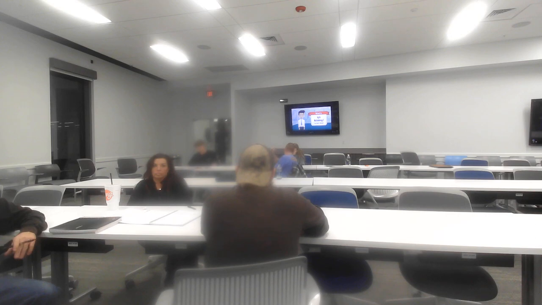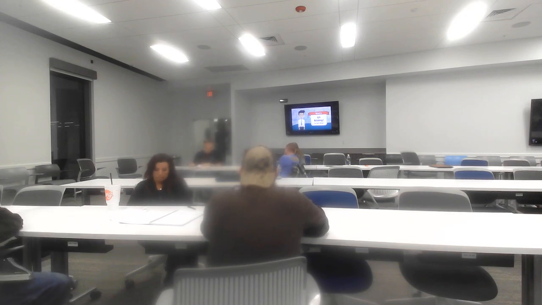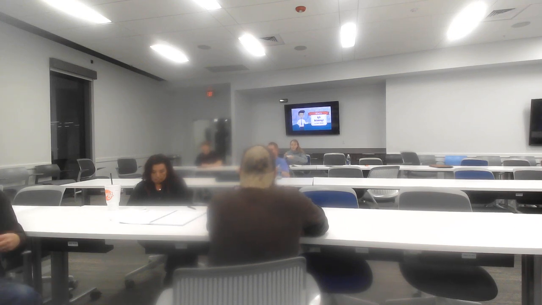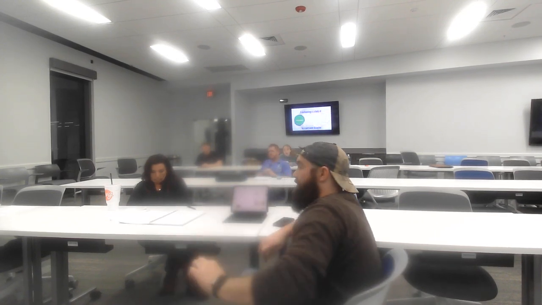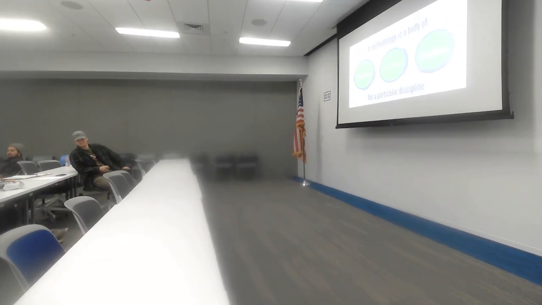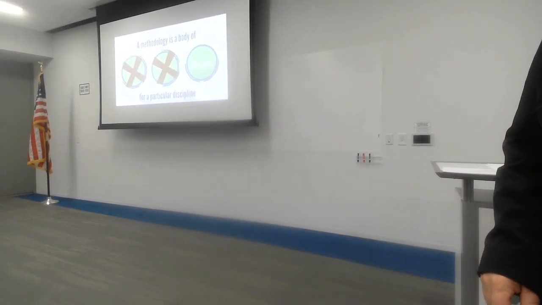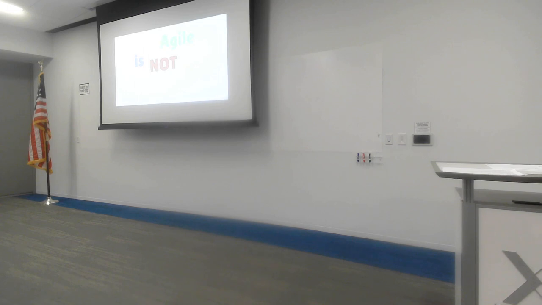Agile is a set of values and principles, yet people are constantly asking about Agile methodology. If you want to know more about Agile values and principles, take a look at my video called What is Agile? In this video, we're going to try to answer, what is Agile methodology? This is a bit of a trick question. A methodology is a body of methods, procedures, and rules for a particular discipline, but Agile values and principles explicitly avoid prescribing any particular methods or procedures. Agile doesn't specify methods. Agile is not a methodology.